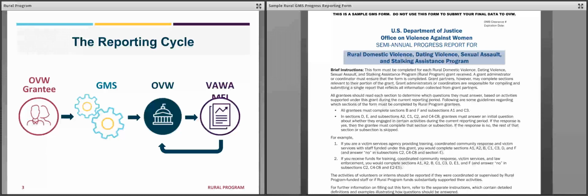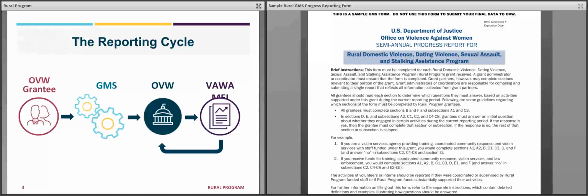These forms are due in January and July of each year, 30 days after the close of the reporting period. So the January to June reporting period's form is due July 30th, and July through December's reporting form is due January 30th. You will access this progress reporting form in your Grant Management System, or GMS account. When you download the report each period, please make sure you are downloading the form for the correct reporting period. Otherwise, you will not be able to successfully submit your form.